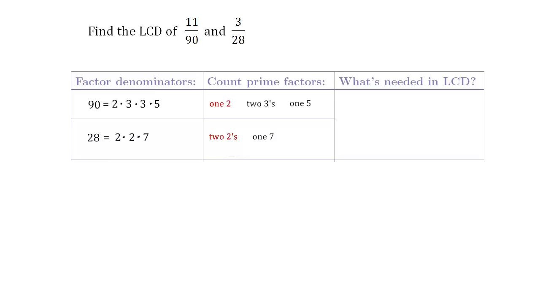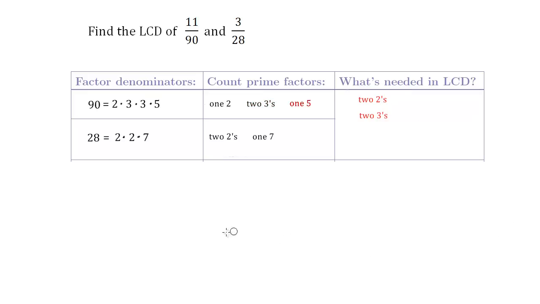Let's start with the factor of 2. In the first factorization, there's 1 of them. In the second one, there's 2 of them. The most number of times it occurs in any single factorization is 2. So what's needed in the LCD is 2 2s. Next, we consider the 3s. There are 2 3s that occur in the factorization of 90 and no 3s that occur in the factorization of 28. So the most number of times the 3s occur in any single factorization is 2 times. That is, so far in our LCD, we have 2 2s and 2 3s.